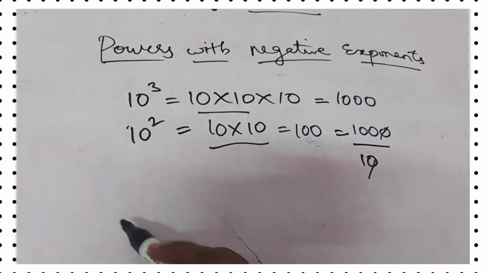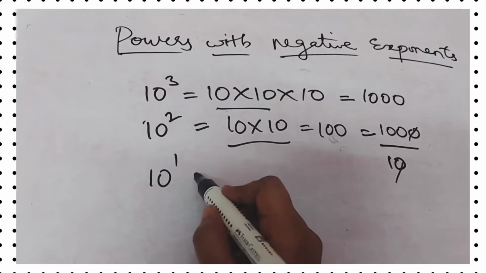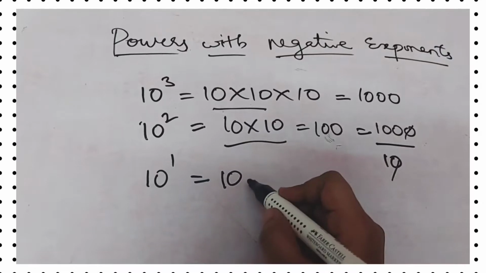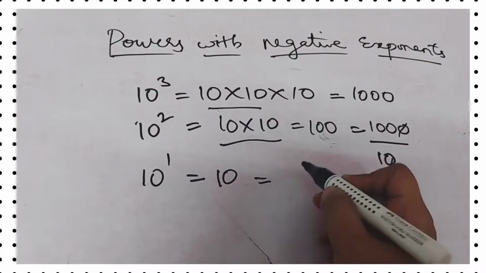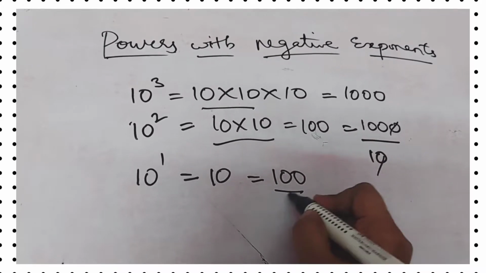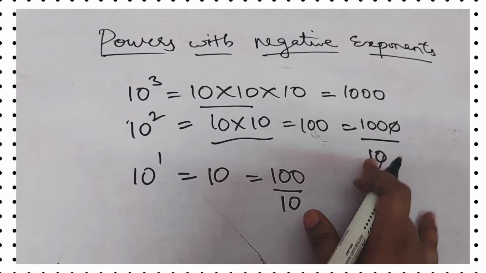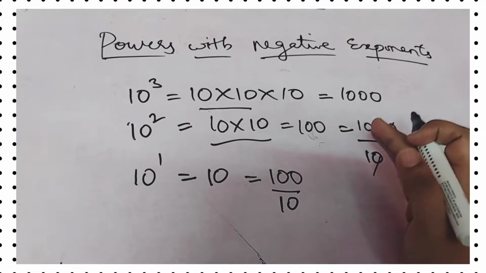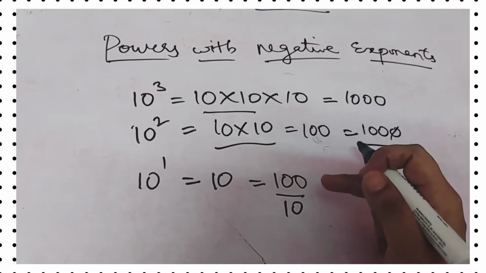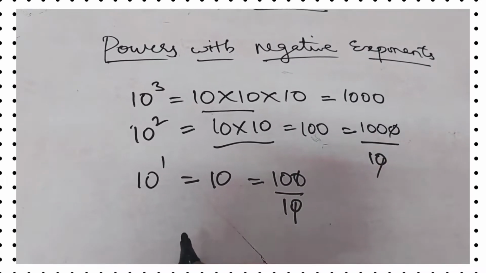Next one is 10 to the power of 1. 10 to the power of 1 means it is 10 only. Again you have to take this 100 by 10. Here we have taken 1000 by 10. For 100 we have to take one more 0 and by 10. For 10 we have to take one more 0 and by 10. Again if we cancel this and this, the answer is 10 only.